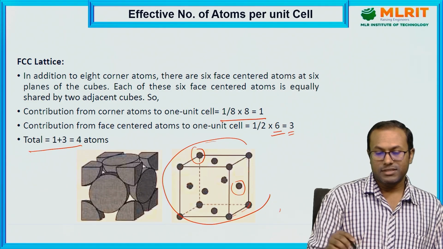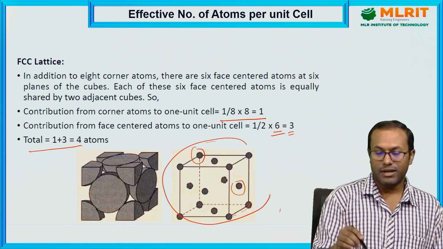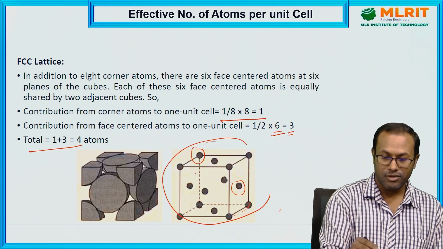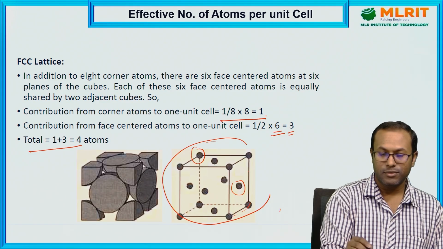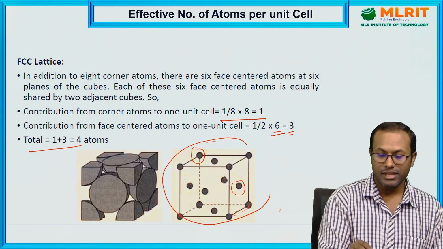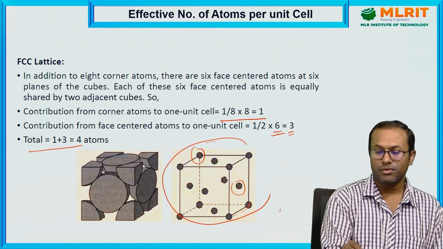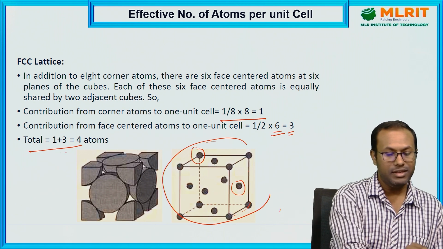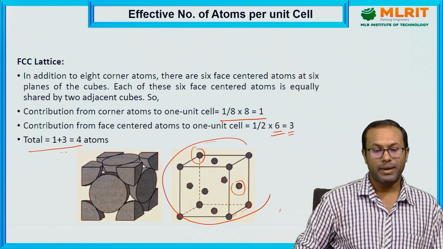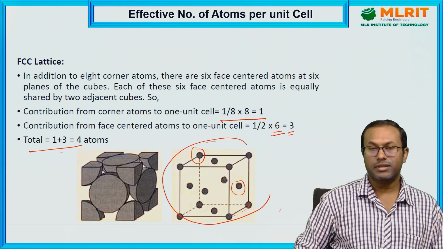So the total effective number of atoms is 4. How did we get 4 atoms? The 8 corner atoms give 1, and the 6 face atoms, each shared by 2 consecutive cubes, give 1 by 2 into 6, which is 3. So the total is 4. These are the effective numbers of atoms per unit cell for the 3 different types.